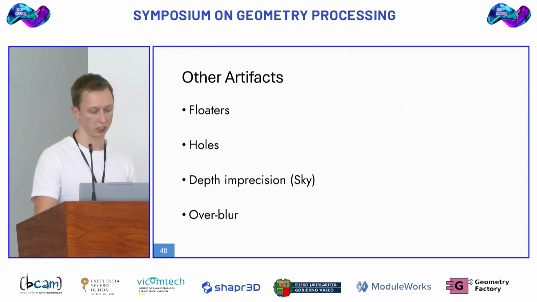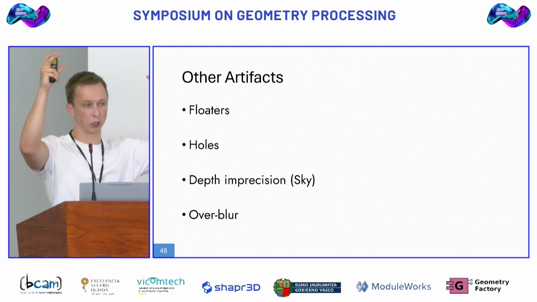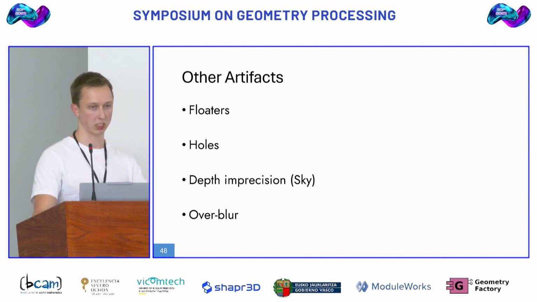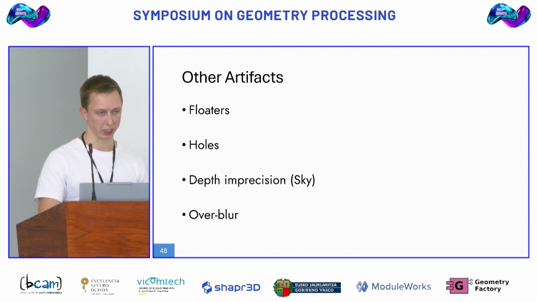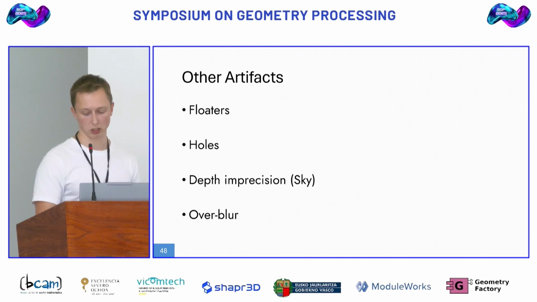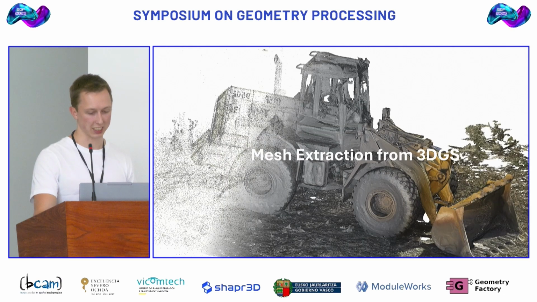There are a lot more artifacts that can occur, like floaters, holes, depth imprecisions. For example, a lot of times with Gaussian splatting, you can see that the sky gets really weirdly distorted because there's not much depth information that can be recovered, and also things like over-blurring, which all basically come down to having too little information, for example, not enough training images, or simply not enough Gaussians to represent the information. All right, and with that, I'm done with my part, and we'll give the word to Felix, who will talk about a bit more geometric-related stuff.